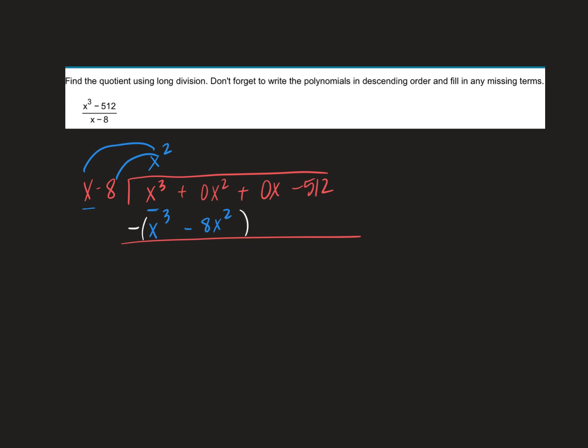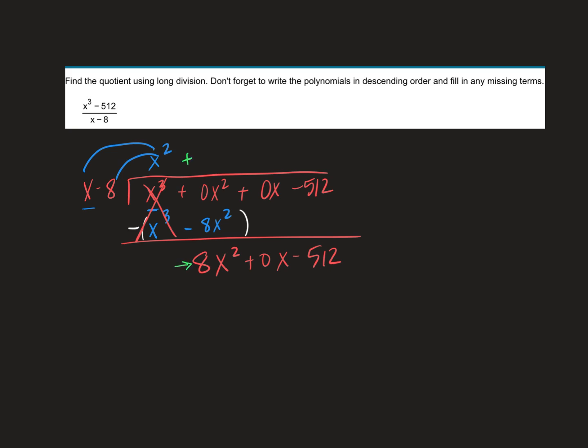So that's going to be x cubed minus x cubed is going to give me 0. So those are going to cancel. And 0x squared minus a negative 8x squared is going to give me 8x squared. So it's a positive 8x squared, and then bring everybody else down. Okay, so now I have to fill in again, but this time I want to match 8x squared.